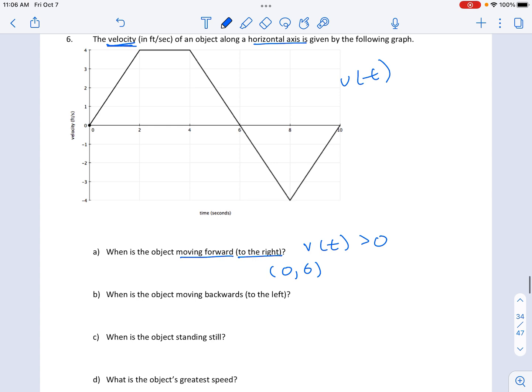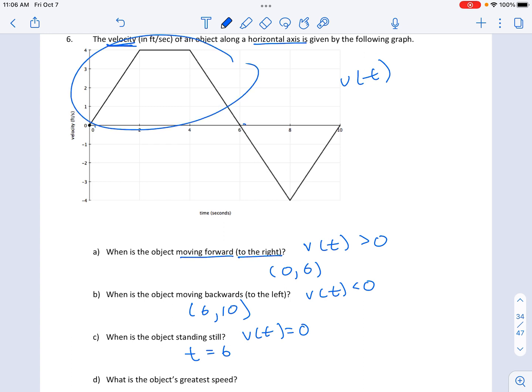When is the object moving backwards or to the left? That would be when the velocity is negative, so that's when this graph is below the x-axis, so that would be from 6 to 10 seconds. And then when is the object standing still? That would be when the velocity is 0, and that's exactly at 6 seconds. So basically from 0 to 6 seconds, the object is moving to the right, then it turns around at 6 seconds, and then it starts moving backwards.